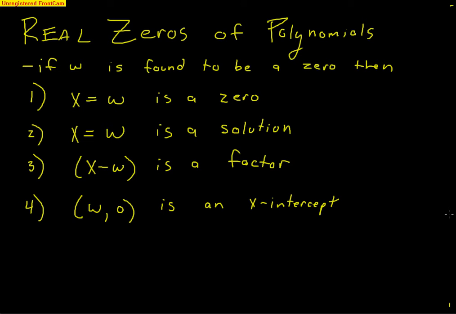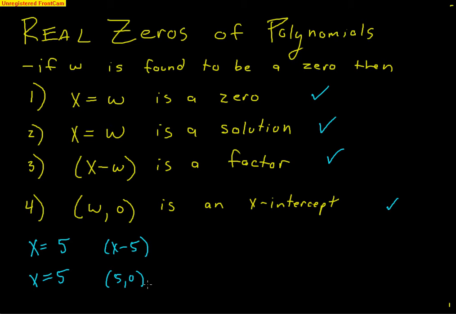Now, if w is found to be a zero, this tells us four things. It tells us that x equals w is a zero. X equals w is a solution, just another word for a zero. It tells us that x minus w is a factor, and that (w, 0) is the x-intercept. So if I said x equals 5 is a zero, then x equals 5 is a solution, x minus 5 is a factor, and (5, 0) is the x-intercept on the graph.